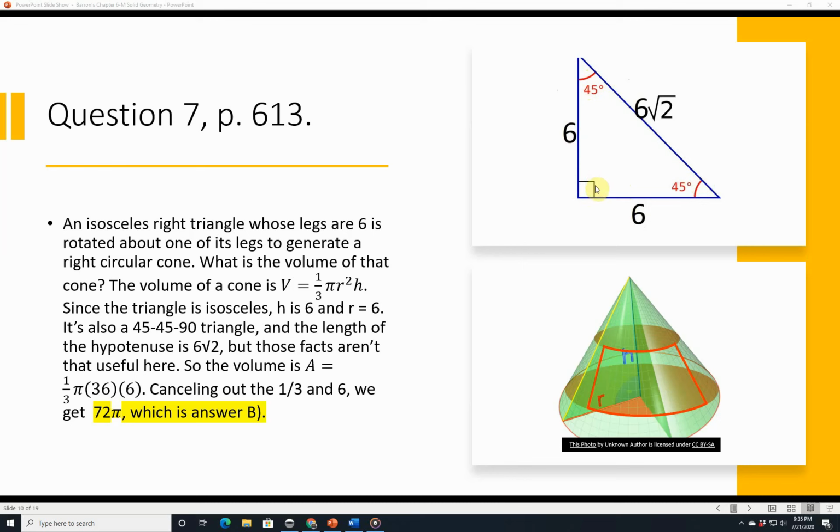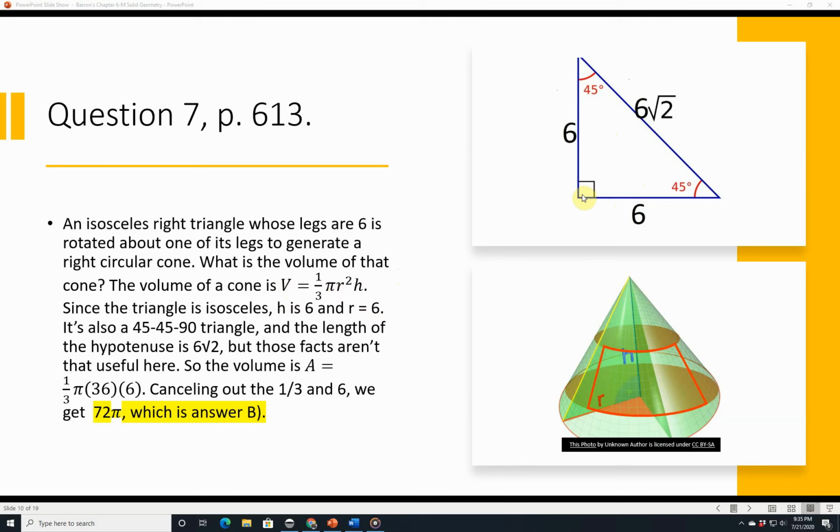If you know this is a right triangle, then the other two angles have to add up to 90, so it's got to be 45, 45, 90. So this is rotated around one of its legs to generate a right circular cone. So you end up with something that looks like this thingy down here. And they want to know what's the volume of the cone. Well, we know the volume of a cone is V equals 1/3 pi r squared h.